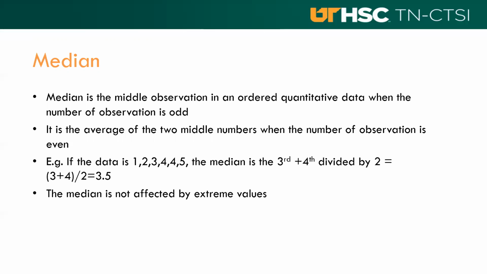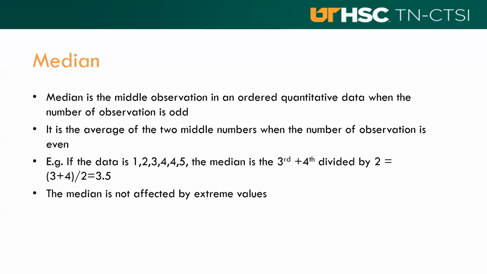When the number of observations is even, the median is the average of the two middle numbers. So for example, if the data is 1, 2, 3, 4, 5, 6, we have 6 observations. The number of observations in this data is 6, and the middle ones are the ones at positions 3 and 4, and they happen to be 3 and 4. So averaging those at positions 3 and 4 gives us 3.5. So the median is 3.5.